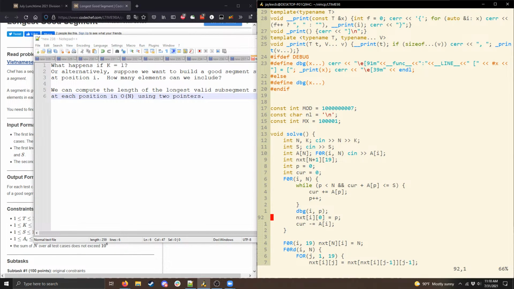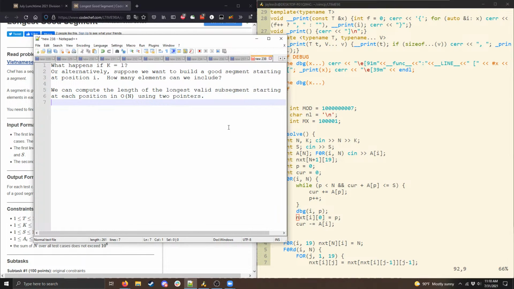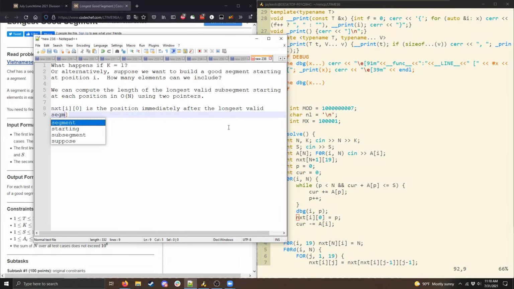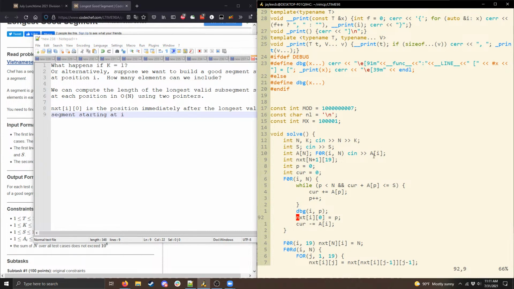And then I'm letting next of i of 0 be the position immediately after the longest valid segment starting at i. And so next of i of 0 is equal to p because p is the first element we couldn't add. And then afterwards I shift the left pointer, I remove position i from the sequence by decreasing the sum by a sub i. Okay, so that's how I build this next of i of 0 array.